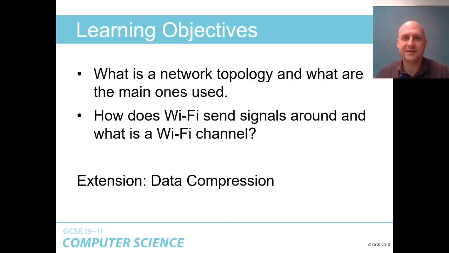Right, in this lesson, the learning objectives are that we're going to look at network topology and what the main ones are used for. And then we're going to look at Wi-Fi and see how that works. And then your self-study, if you finish both those tasks, will be to look up data compression. So let's start with topologies.